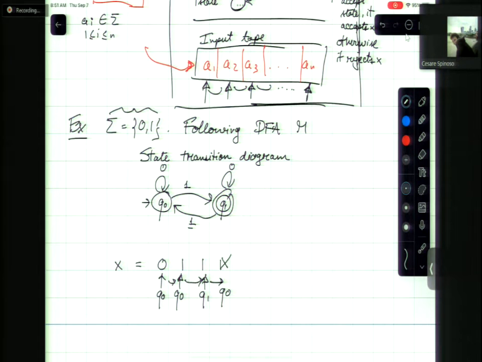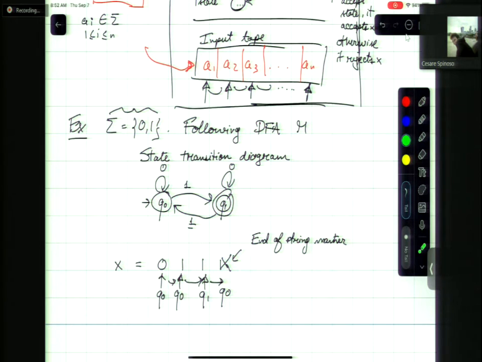And now this is the end of the string. Remember, this is the end of string marker. So now I'm at the end of the string, and I have nothing to read anymore. But I'm in state Q0. Q0 is not an accept state because it isn't doubly circled. That means that I reject X. I reject X because I went through the computation, and I ended up in state Q0, which wasn't an accept state. And so that leads to a reject.